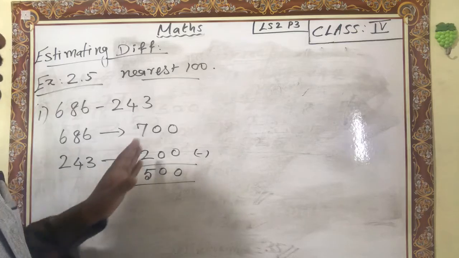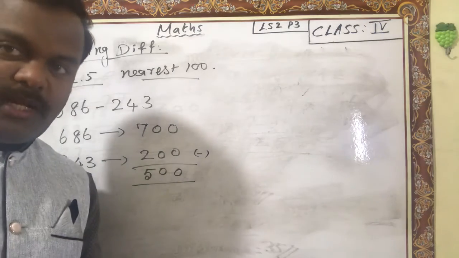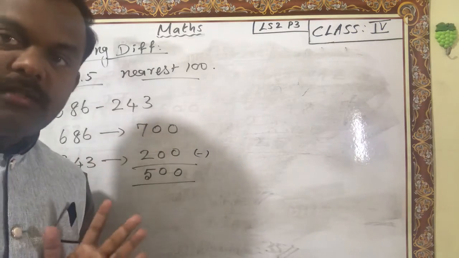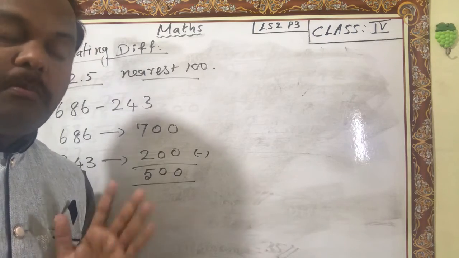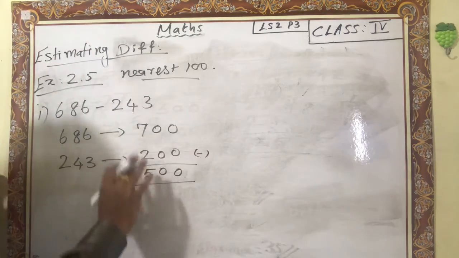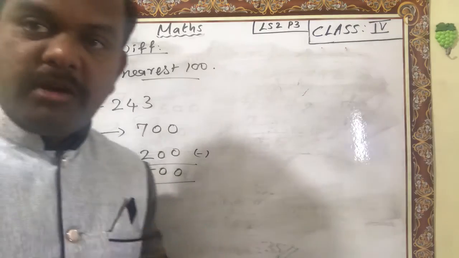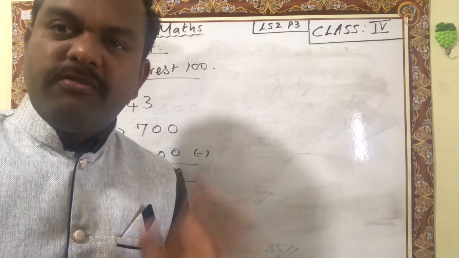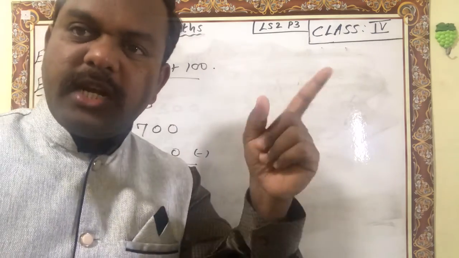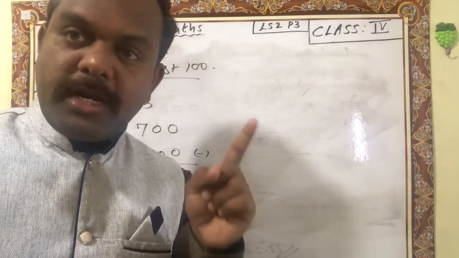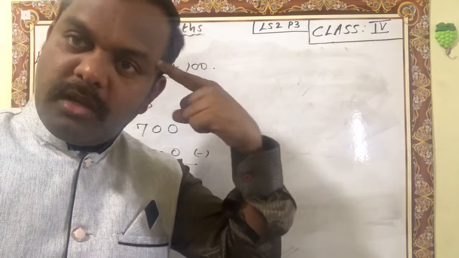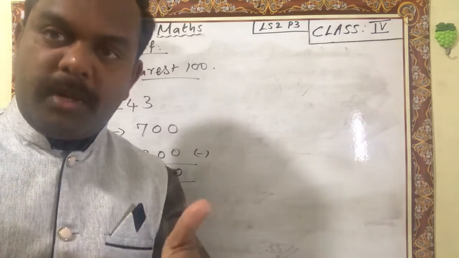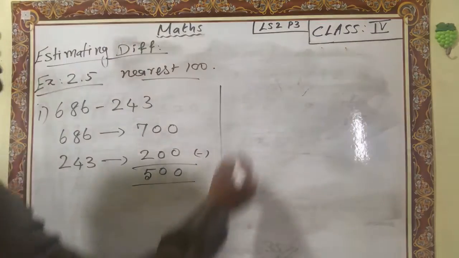Like this, simple subtraction you have to do in mental mathematics. 700 minus 200, 500. 800 minus 200, 600. 800 minus 300, 500. Within a fraction of a second you have to say. That is called mental mathematics. Everything you have to do here, not on your board or on your paper. Understood?